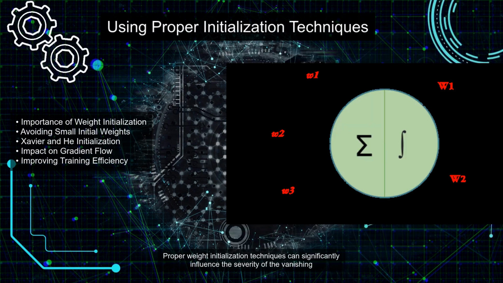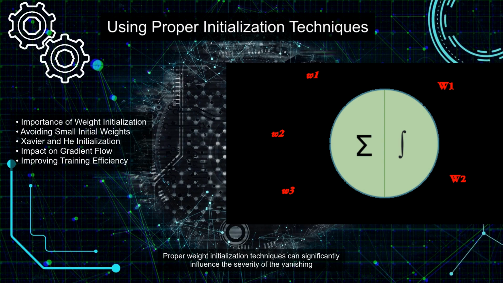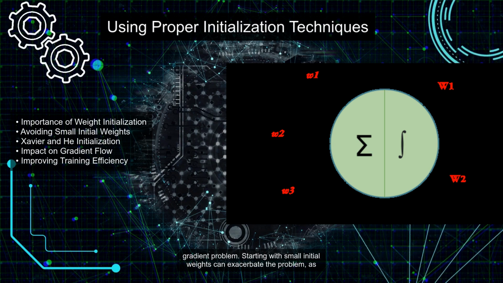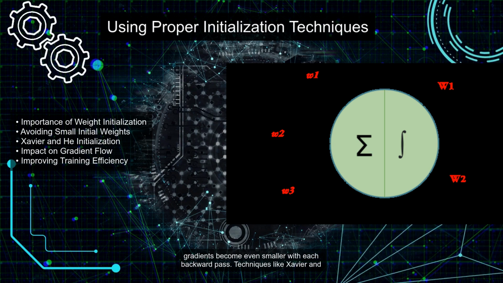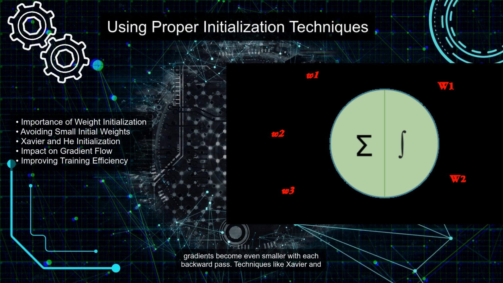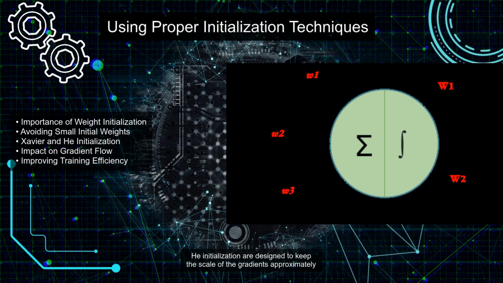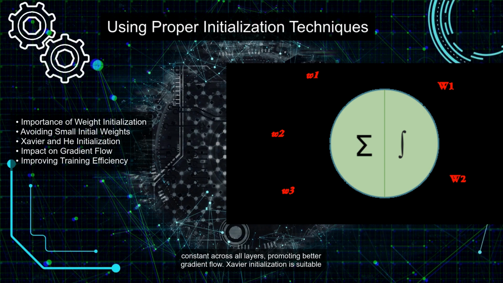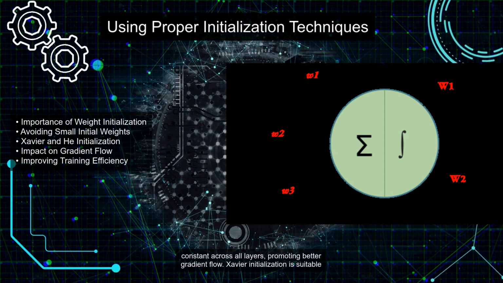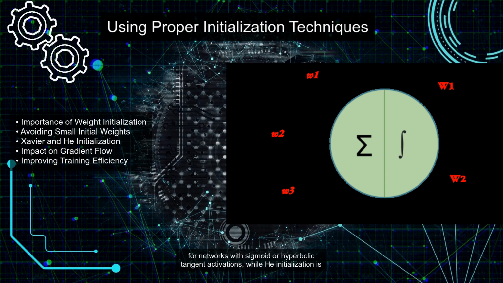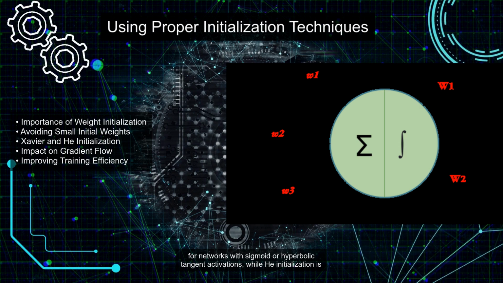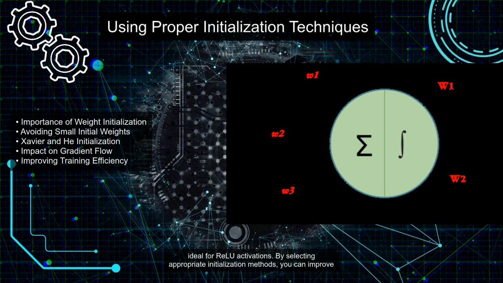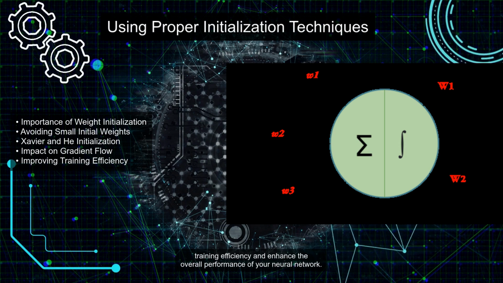Proper weight initialization techniques can significantly influence the severity of the vanishing gradient problem. Starting with small initial weights can exacerbate the problem, as gradients become even smaller with each backward pass. Techniques like Xavier and He initialization are designed to keep the scale of the gradients approximately constant across all layers, promoting better gradient flow. Xavier initialization is suitable for networks with sigmoid or hyperbolic tangent activations, while He initialization is ideal for ReLU activations. By selecting appropriate initialization methods, you can improve training efficiency and enhance the overall performance of your neural network.